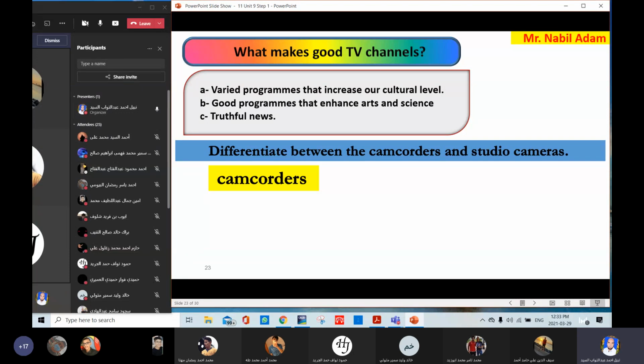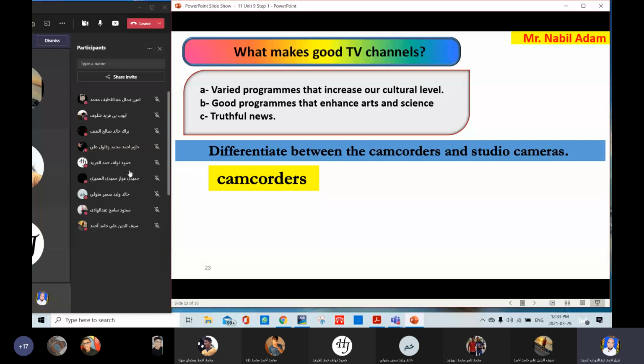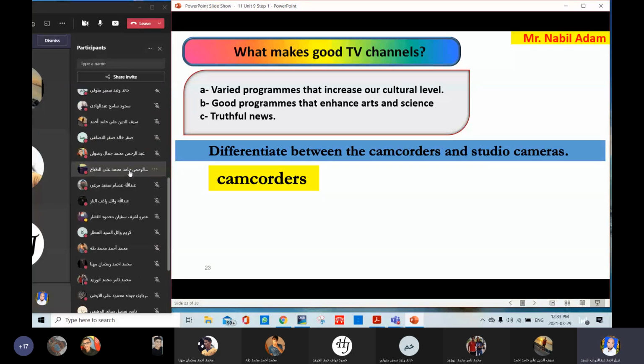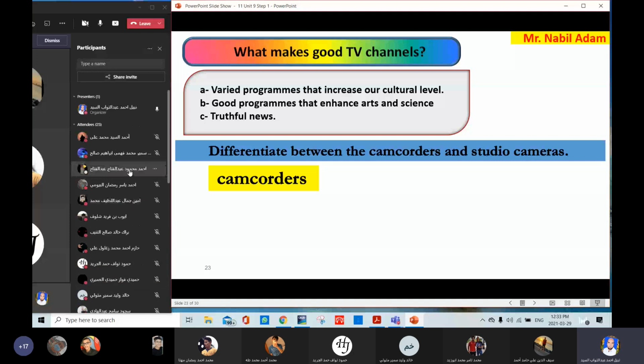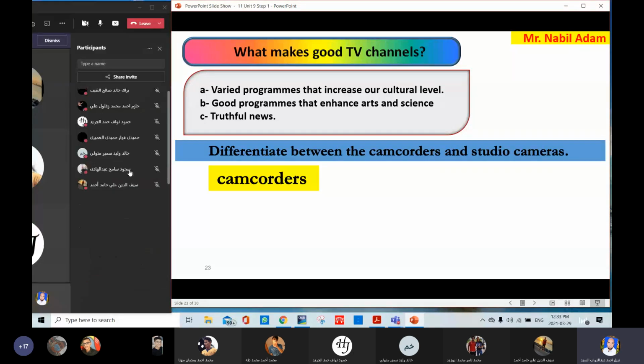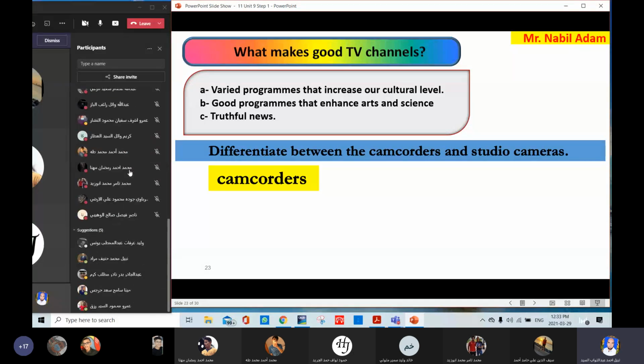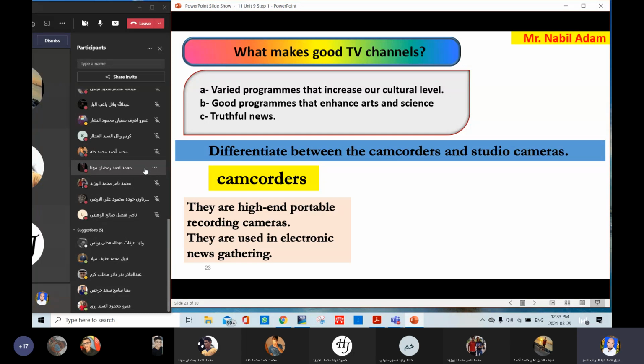Camcorders, they are high-end portable recording cameras. They are used in electronic news gathering. While studio cameras, they stand on the floor with a hydraulic mechanism. They are used in studios. They lack what? They lack recording ability.